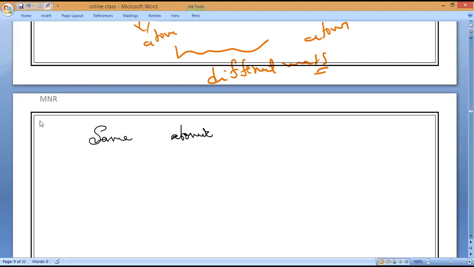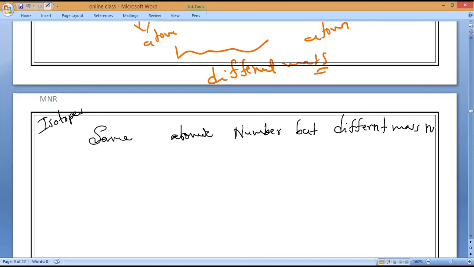Isotopes. Isotopes means same atomic number but different mass number. So at the time of Dalton, were isotopes known? At the time of Dalton, nobody knew about isotopes. They were not discovered by then, only later. That is why it is a drawback of Dalton.